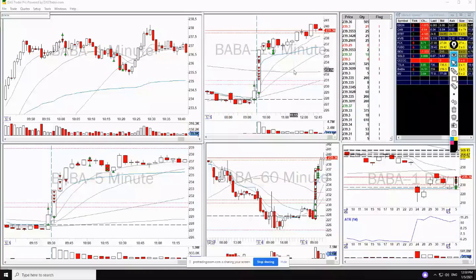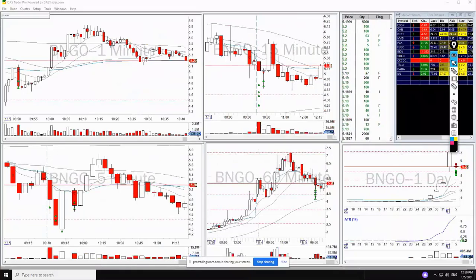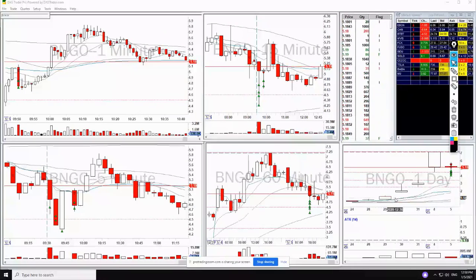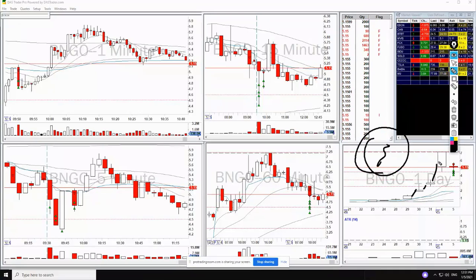Last stock I've traded was BNGO. Where is it? Why don't I have it? I think it was BNGO, right? Yeah, there it is. This one was so obvious, guys. Look at this. I'm not sure if this is low float or not, but look at this. One gap, second gap, three gaps. After three gaps, I look for a short.